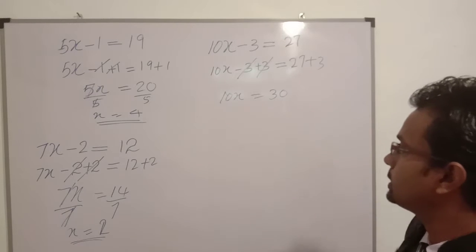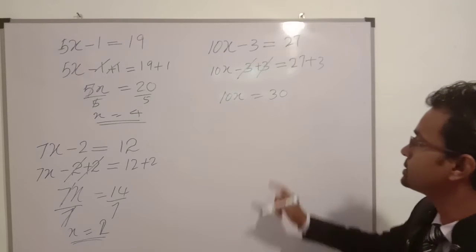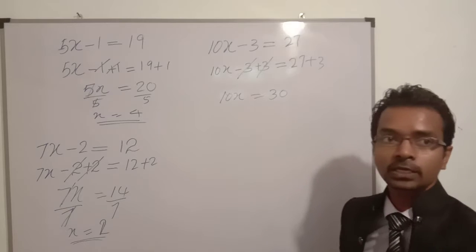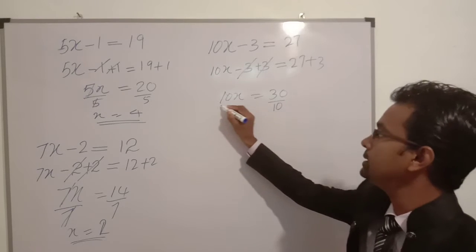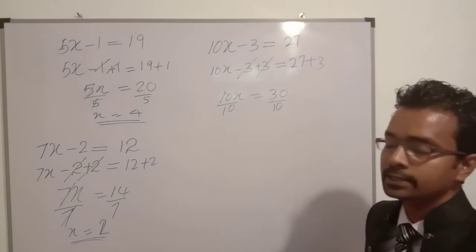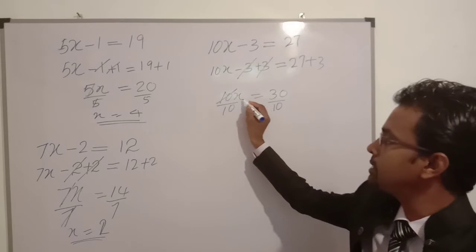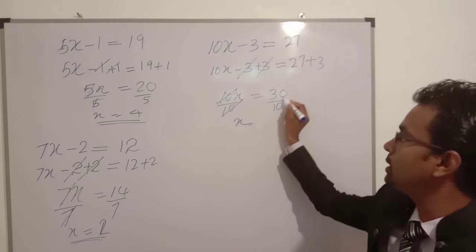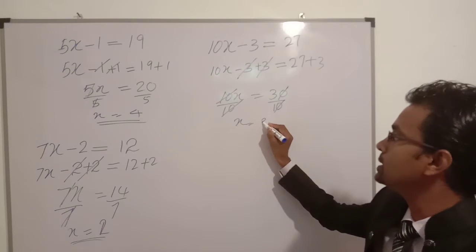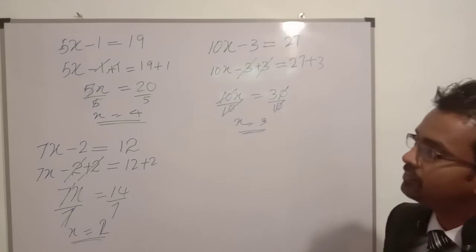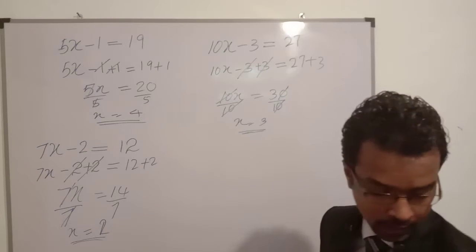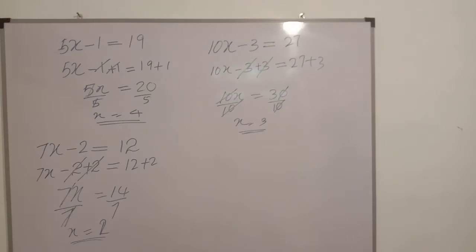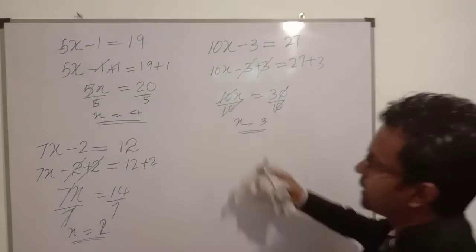10x is 30. We want the value of 1x. Let's divide 30 equally among these 10 x's. Divide by 10 and the other side also by 10, because this is an equation. The 10s cancel out. X is equal to 3. The answer is 3. This is the way of solving very simple equations. Right? Let's see another one. Another example.